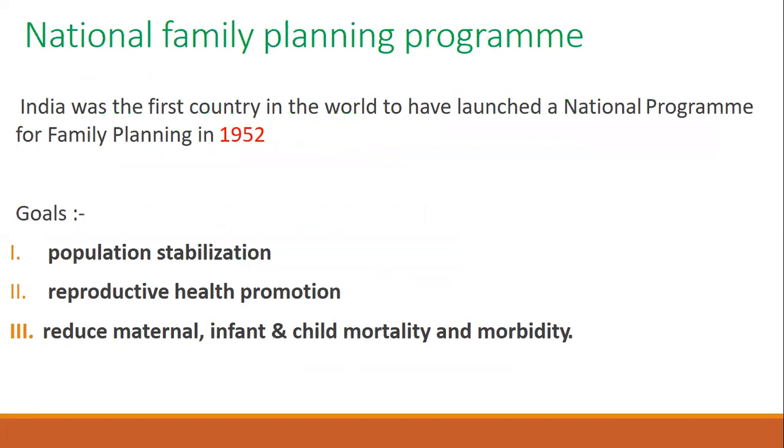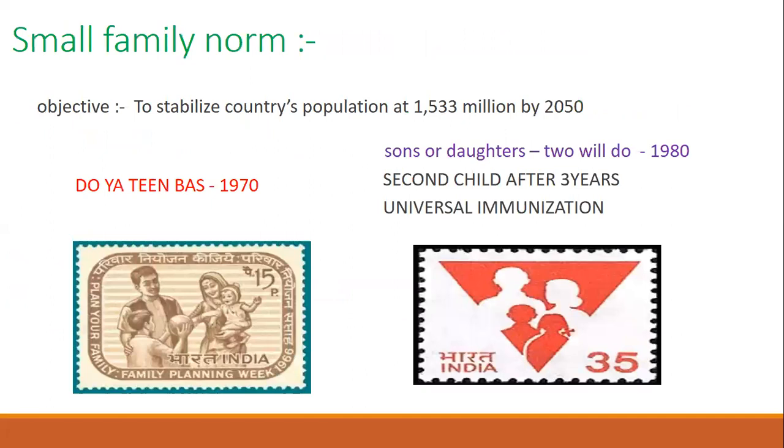The National Family Planning Program. India was the first country in the world to launch a national program for family planning, in 1952. Goals of this program are population stabilization, reproductive health promotion, and reducing maternal, infant, and child mortality and morbidity. Small family norm: the objective is to stabilize the country's population at 1,533 millions by 2050.